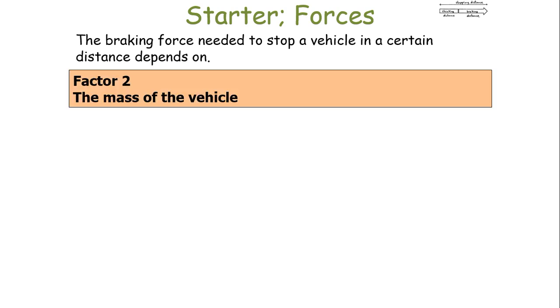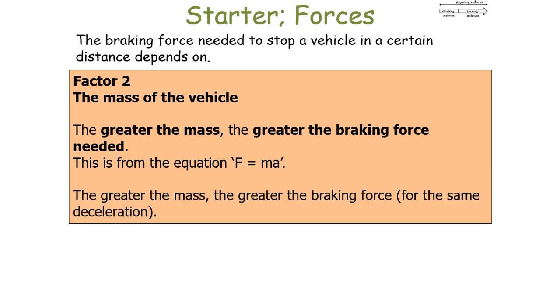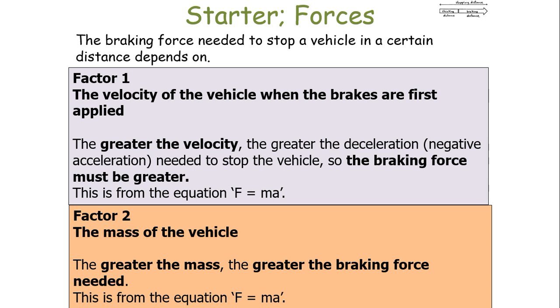But the second factor that the braking force depends upon is the mass of the vehicle, because the greater the mass, the greater the braking force needed. Now this is again from the equation F equals ma. The greater the m, the greater the mass, the greater the F, the greater the braking force for the same deceleration. So we have two factors which can affect the braking force needed to stop a vehicle in a certain distance. Factor one, the velocity of the vehicle when the brake is first pressed, and secondly, the mass of the vehicle which is braking.